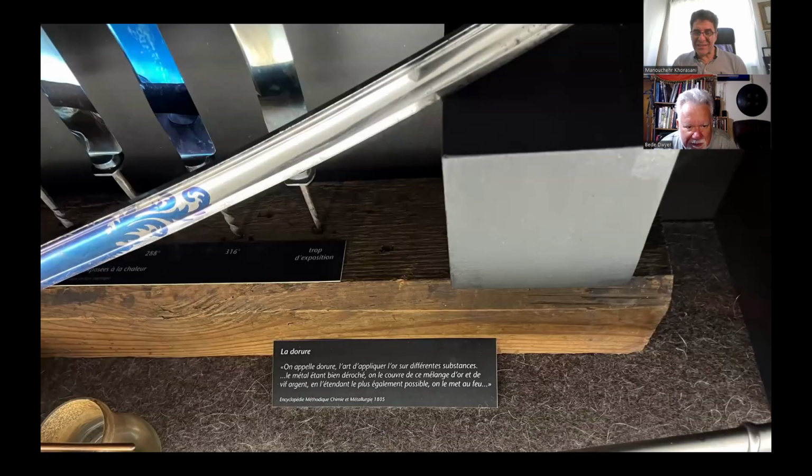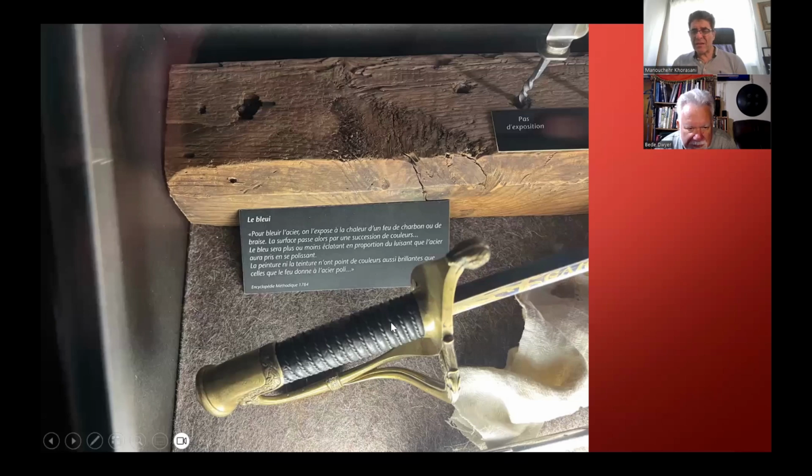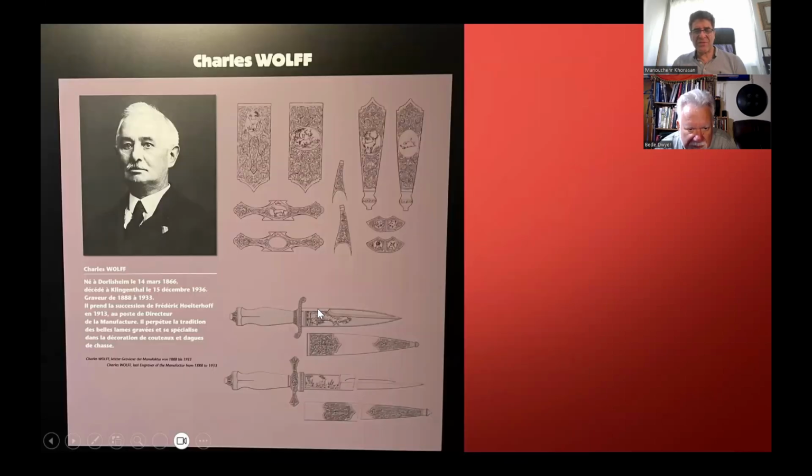Here it explains, for example, for gilding, the dorure, and here bluing. They explain everything here for you. And now here we have, for example, one of the people who worked there, Charles Wolfe. He did all these beautiful things. He was an engraver and also a gilder and he blued, and he was very famous. Sometimes he also signed his work on these blades. Absolutely beautiful. Here you can see the Charles Wolfe design.